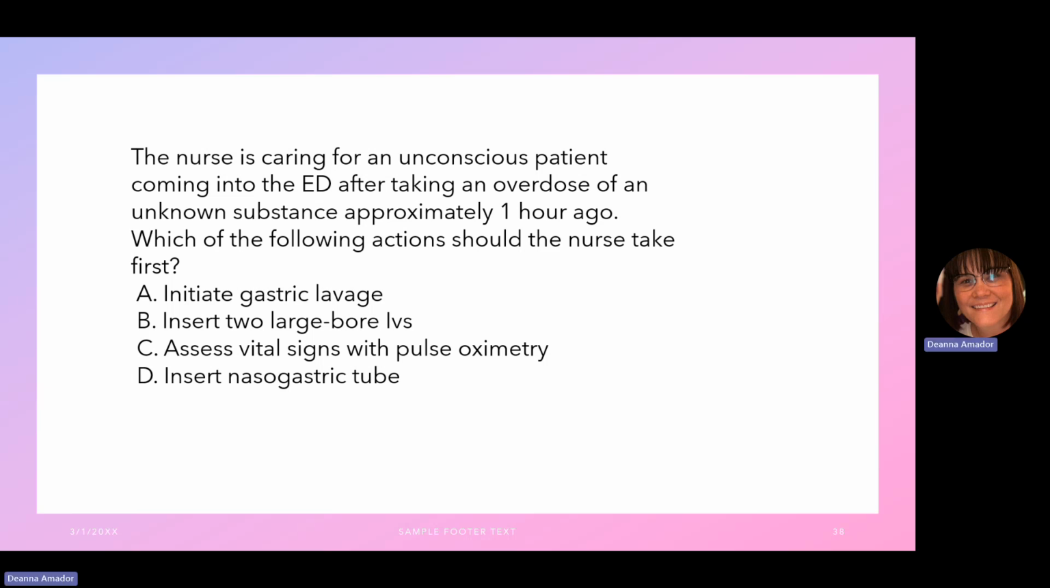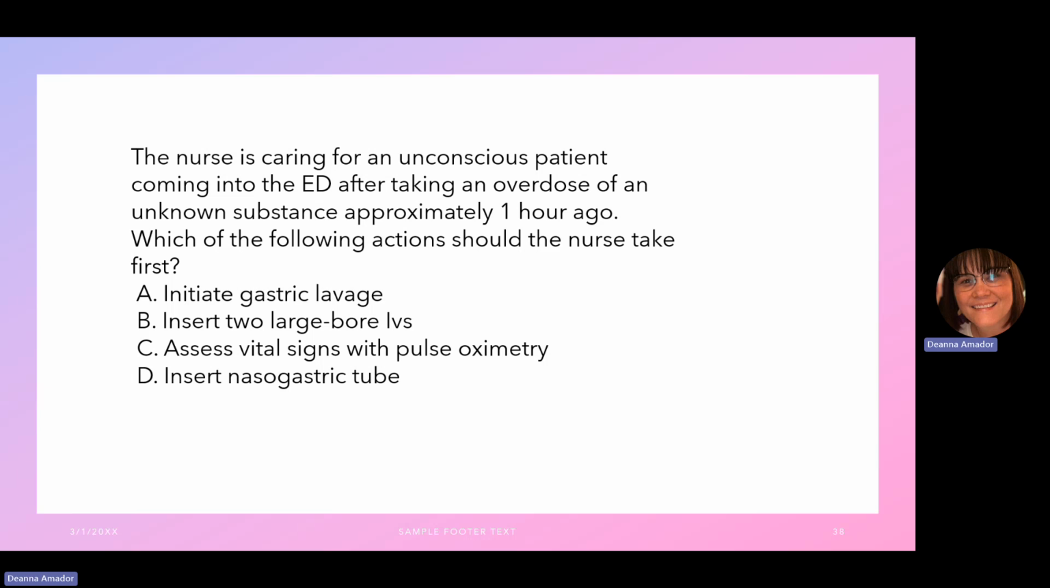So your answer is C. The rationale says weak or absent respirations or low oxygen levels require immediate intervention before initiating interventions directed at an overdose. So always assess first. So C, assess vital signs with pulse oximetry.